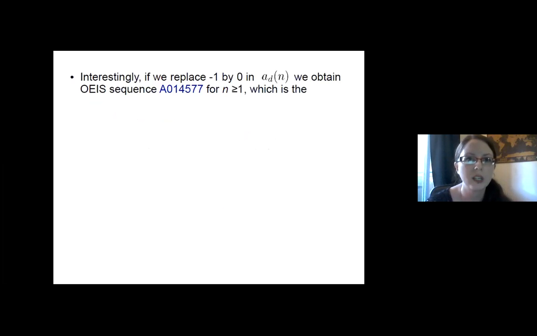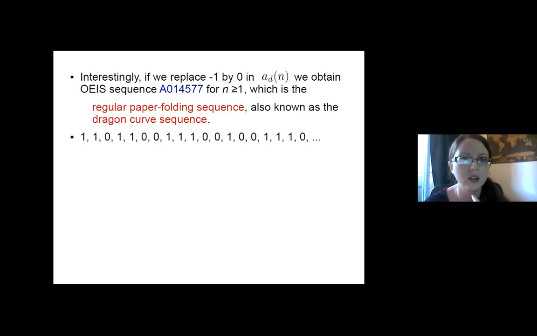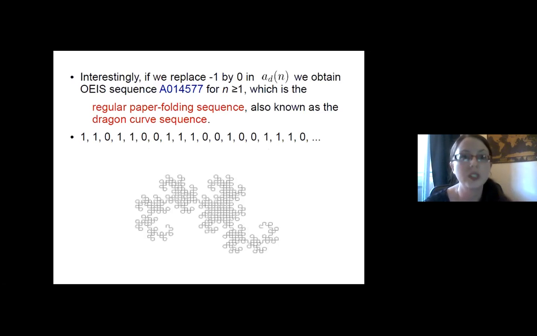So we tried one more thing. Instead of looking at the sequence of negative ones and ones, and I think this might have come from OEIS anyway, if we replaced all the negative ones by zeros to instead get a binary sequence, this is also a known sequence. This is the regular paper folding sequence, also known as the dragon curve sequence. So lots known about this sequence. So this is looking good. At least we're getting into some known territory.